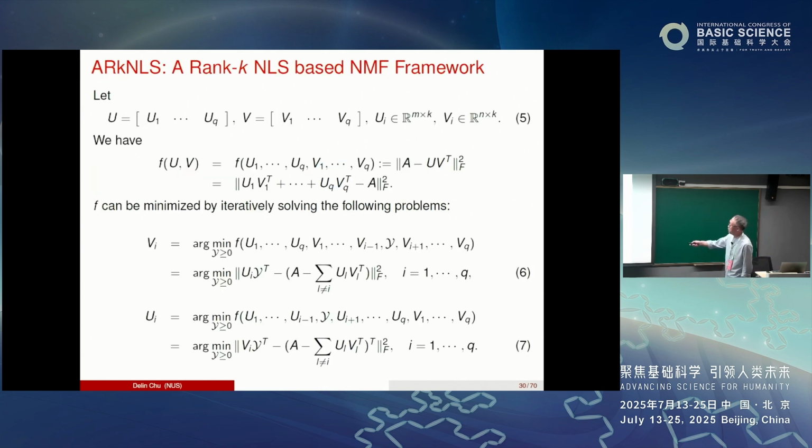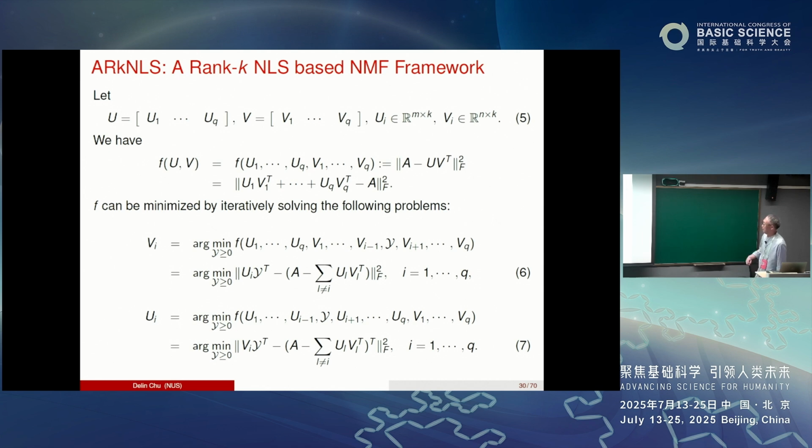Now we partition U into blocks: U1, U2, ..., UQ, and V into V1, V2, ..., VQ. Each block contains K columns. Of course, the last block may contain only K minus 1 columns or K minus 2 columns and so on. Then we consider the objective function as a function of the variables U1, U2, ..., UQ, V1, V2, ..., VQ.